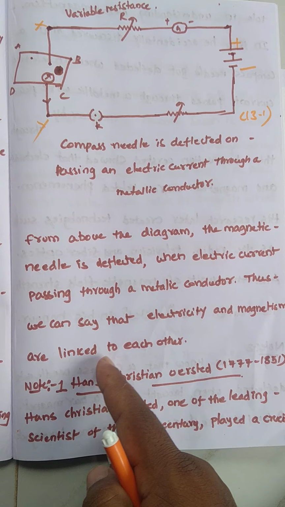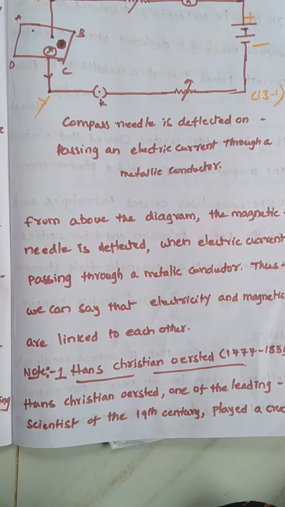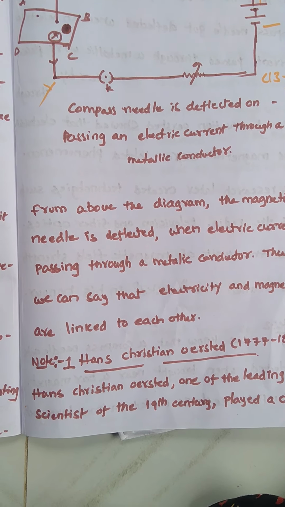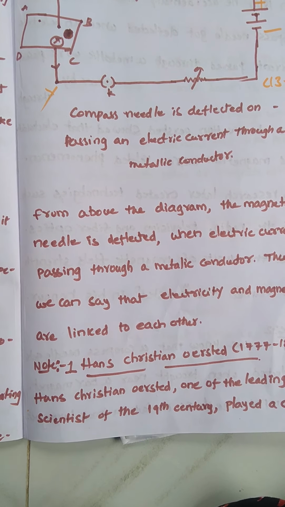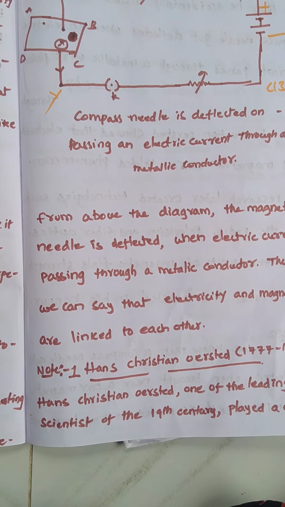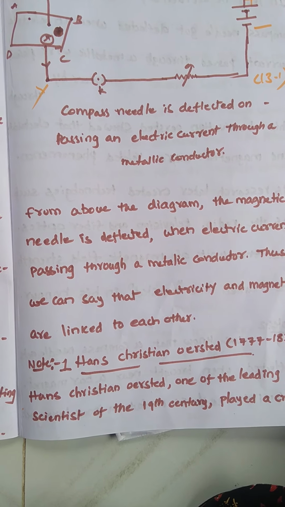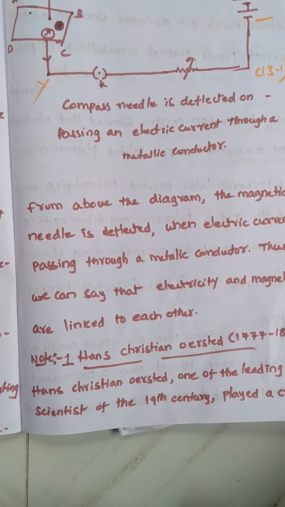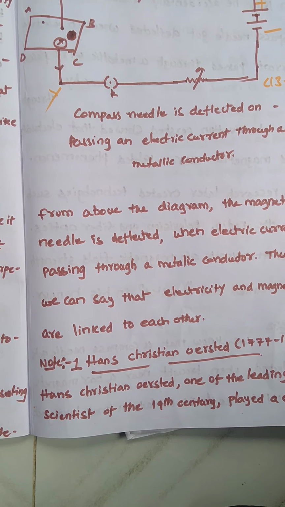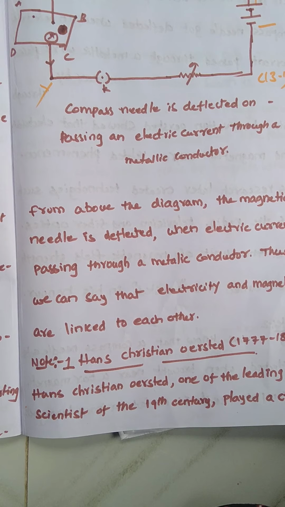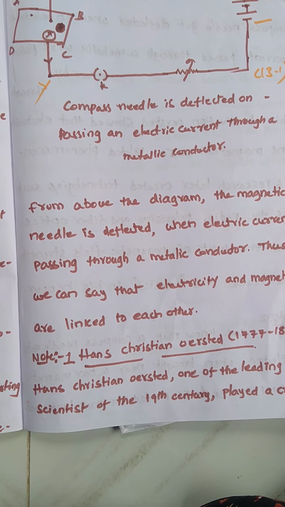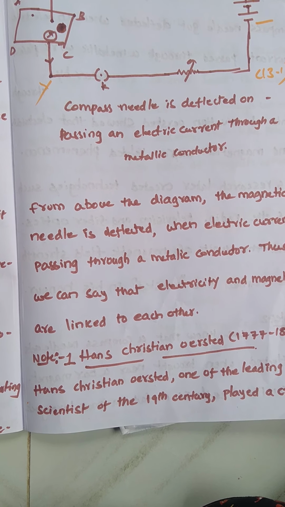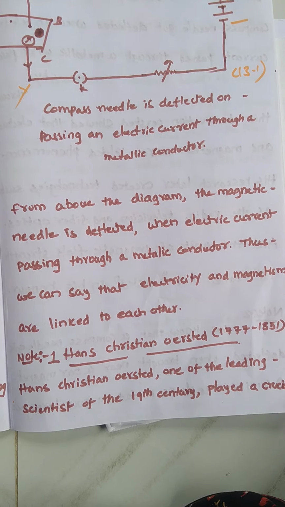Thus, we can say that electricity and magnetism are linked to each other. Before the 19th century, there was no relationship between electricity and magnetism. After that, Oersted gave this conclusion, and from then onwards we say there is a relationship between electricity and magnetism, by his Oersted experiment.